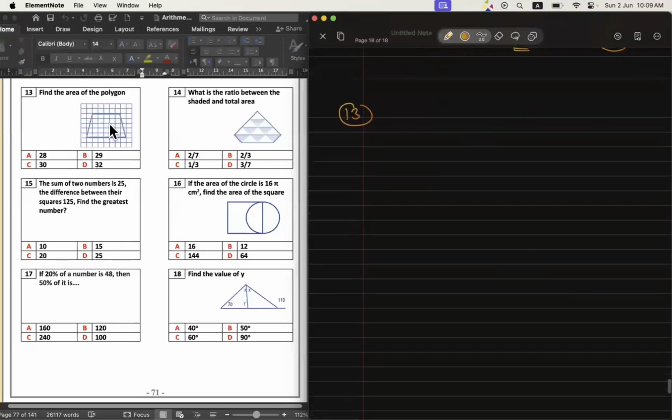Find the area of the polygon. As you know, this is a trapezoid, and the area of the trapezium or the trapezoid equals base 1 plus base 2 over 2 times the height.